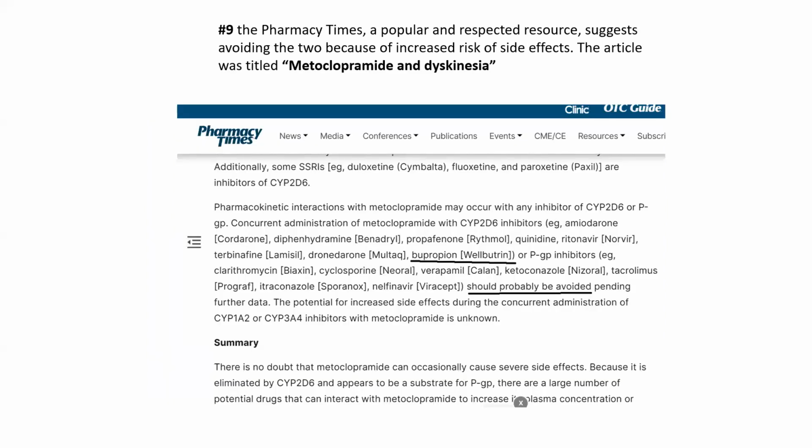And then number 9, the Pharmacy Times, which is also a reputable source. I'm not sure if it's like a top tier source as far as like drug information goes, but it's still a reputable reference for providers and pharmacists alike. It says that you should avoid bupropion and metoclopramide because of various side effects, because of the risk. And the article was titled Metoclopramide and Dyskinesia. So again, the risk of extrapyramidal side effects.